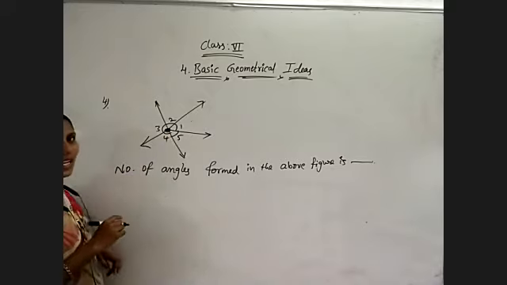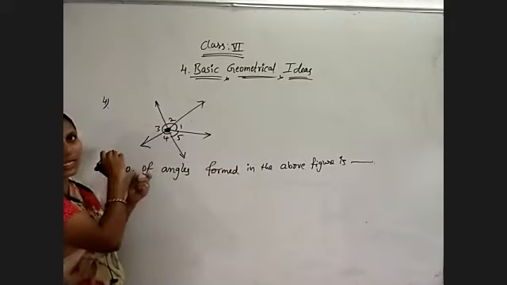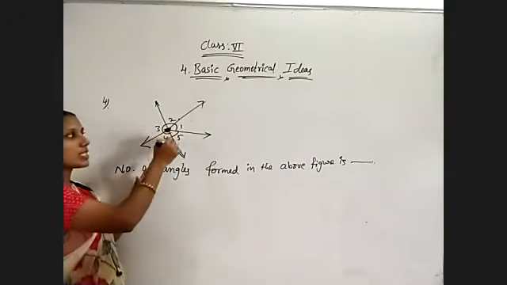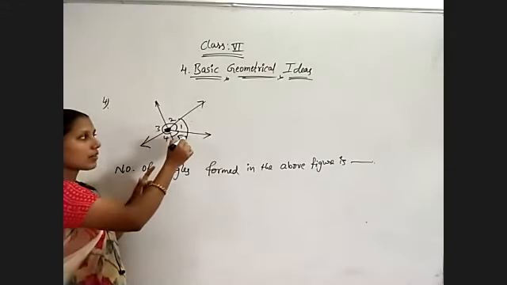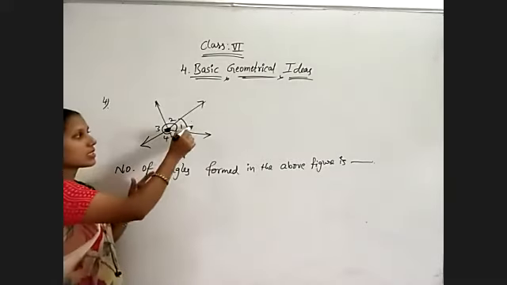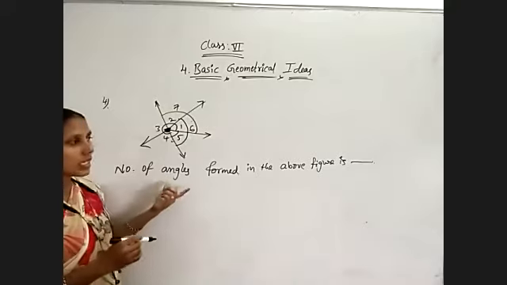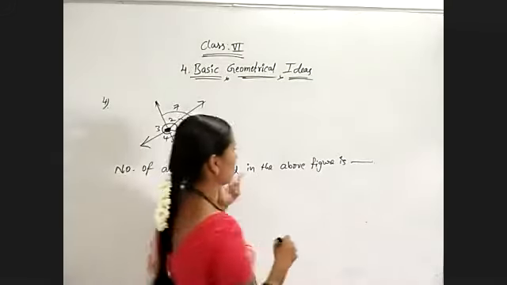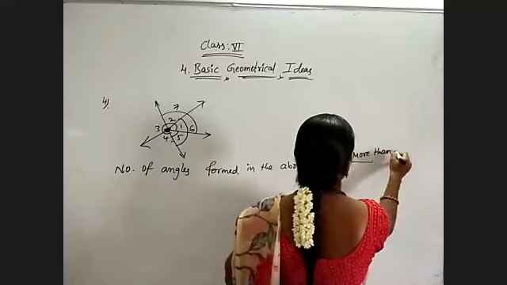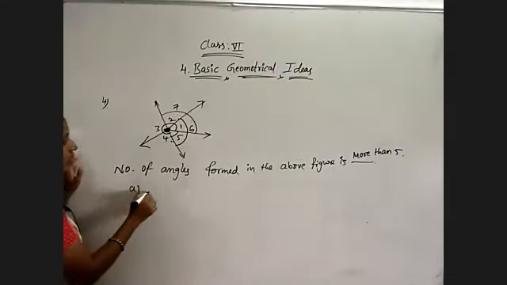See, to form an angle, we need only 2 arms. The 2 arms must meet at one point. Yes or no? See, instead of these 2 arms, I am taking these 2 arms. Is there any problem? Here also they are forming an angle, 1 plus 5. Yes, so this is the 6th angle. Like that, these 2 make the 7th. So in this figure, more than 5 angles are forming. More than 5.